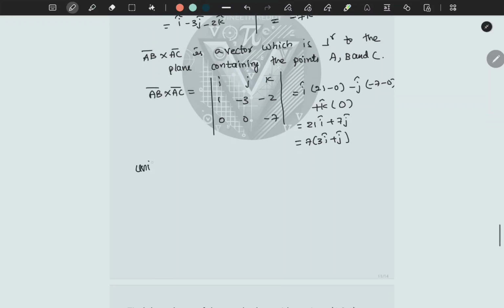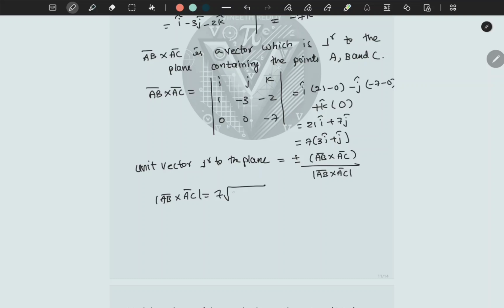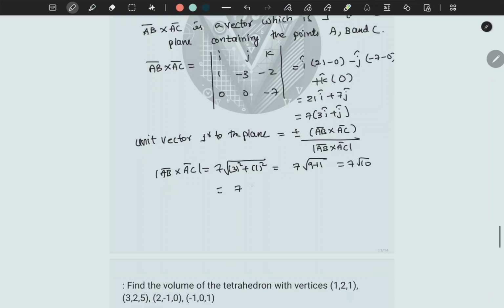Now unit vector perpendicular to the plane will be plus or minus AB cross AC divided by magnitude of AB cross AC. So what is the magnitude of AB cross AC, dear students? That will be 7 times under root coefficient of I is 3 square, coefficient of J is 1 square, right? So this will be 7 under root 9 plus 1, which will be 7 under root 10. So the final answer should be plus or minus 7 times 3 I cap plus J cap divided by 7 under root 10. So we will be left with plus or minus 3 I cap plus J cap divided by root 10.